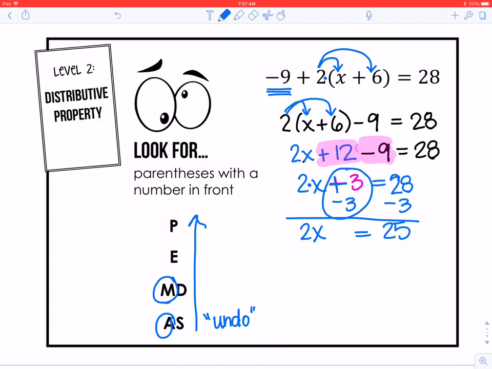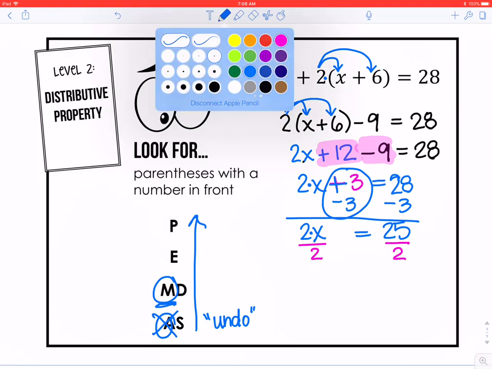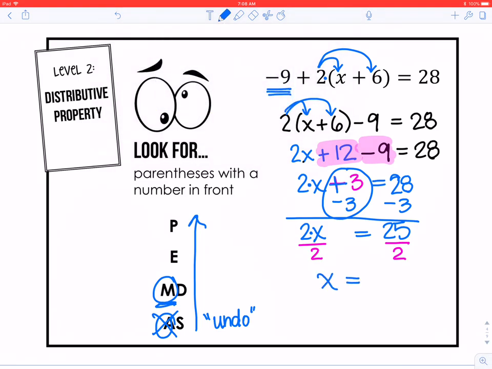Okay, and so then next, we need to undo our multiplication. So 2 times x, sitting side by side, means multiply. The inverse of multiplication is division. So I'll divide by 2, divide by 2. And that will leave me 1x, or x equals 25 divided by 2. Now, if you don't like that top-heavy fraction, then you're more than welcome to give me a decimal: 12 and a half, so 12.5, 12 and 5 tenths. I would prefer no mixed numbers.